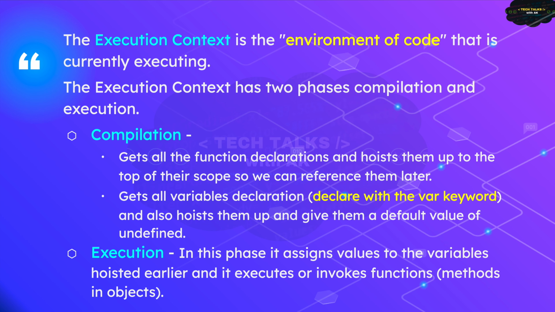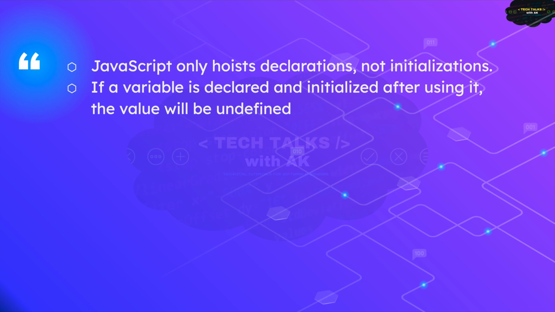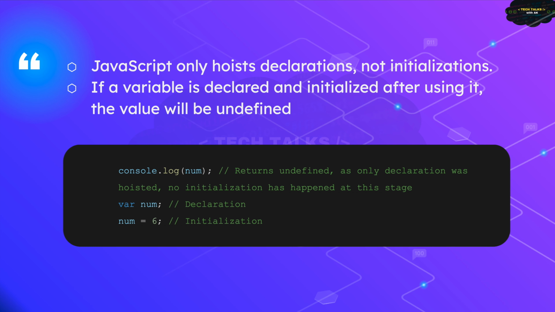There are some rules of hoisting in JavaScript. Let's look at them. JavaScript only hoists declarations, not initializations. If a variable is declared and initialized after using it, the value will be undefined. Let's look at the example. Here, the first line, console.log(num), returns undefined because the declaration of num is hoisted already, but the initialization is not hoisted. So num is not undeclared on the first line. It is declared, but the value of num at the first line is undefined because initialization is not hoisted.